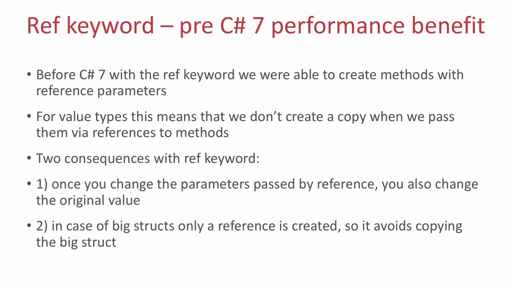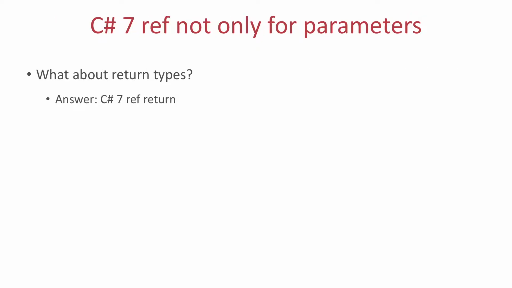So let's summarize this. Already before C#7, we were able to use the ref keyword for method parameters. For value types, this means that when you pass a value type as a parameter into a method with the ref keyword, then you will avoid copying the value type, which has two consequences. If you change something on this value type within the called method, then the changes are reflected in the caller method. And second, in case of a big struct, the big value type won't be copied, and that is good for performance.